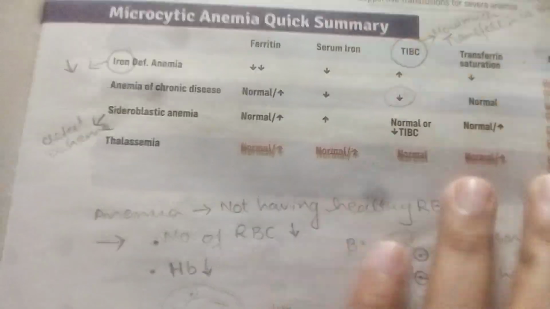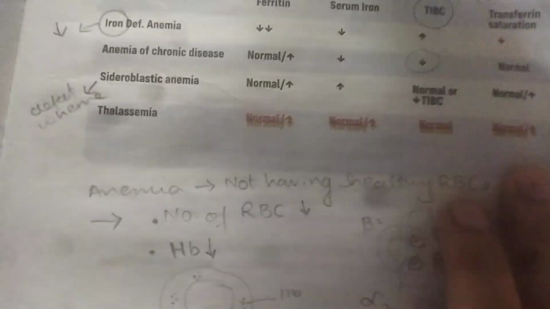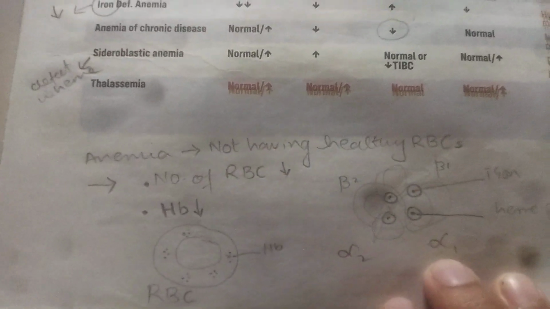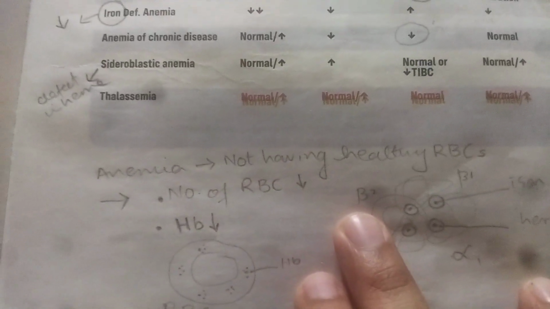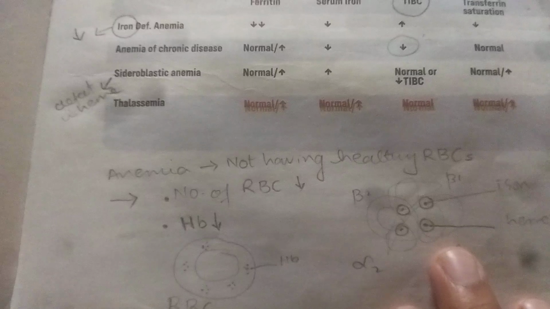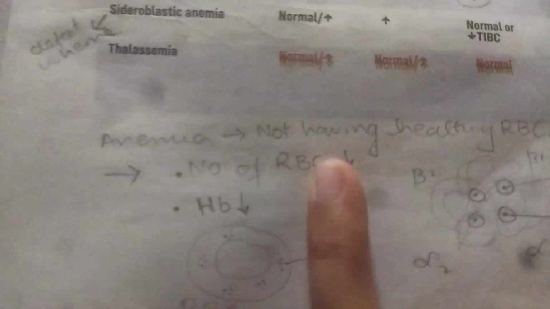Okay, now the fourth point is thalassemia. In thalassemia the stores are normal, iron is normal, TIBC is normal, transferrin is normal, everything is normal. What is the problem? The problem is in the globulin chains. If it is in the alpha chain, then it is alpha thalassemia. If the beta chains are faulty, or there is a point mutation in the beta chains, then it will be beta thalassemia. So there will be faulty HB, and normal HB will be decreased. If normal HB decreases, then anemia will take place.